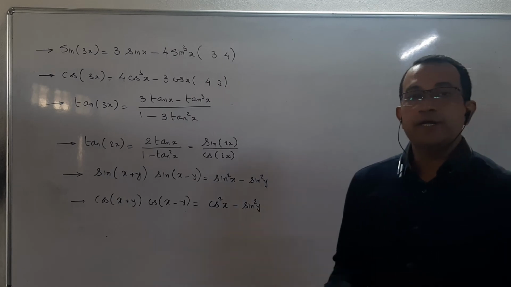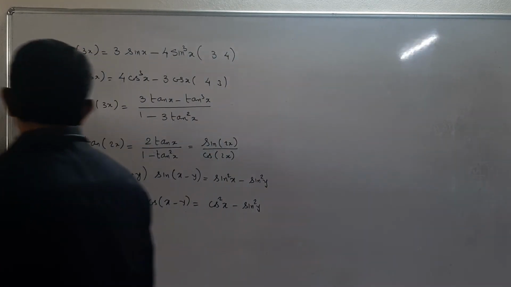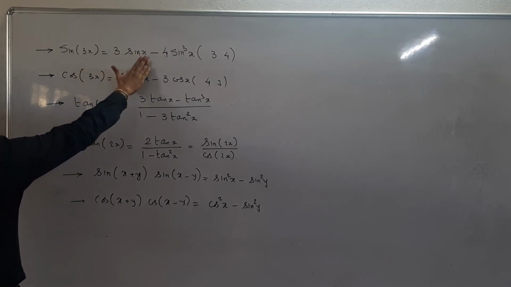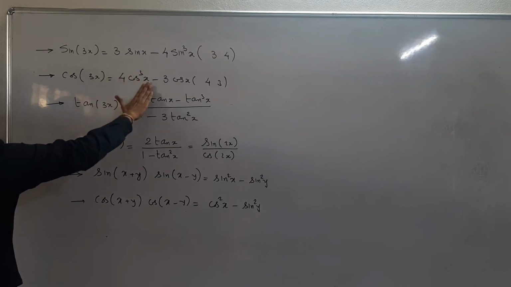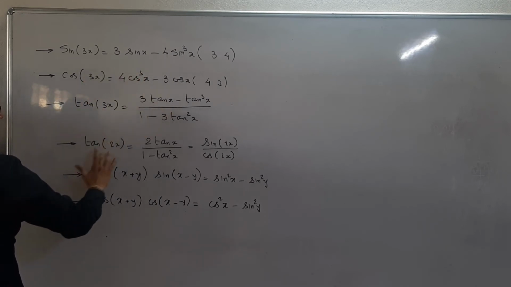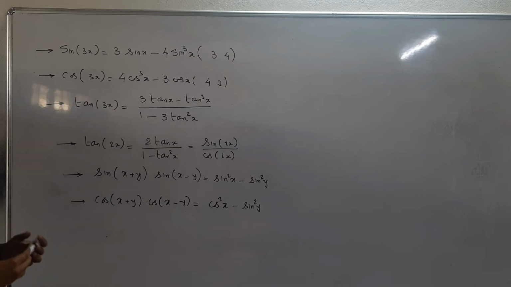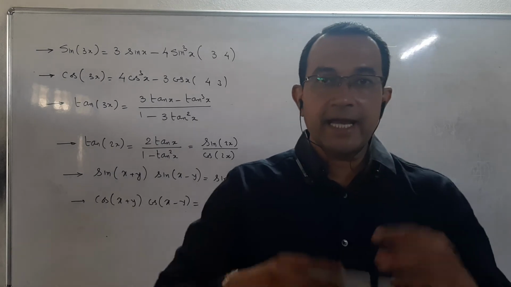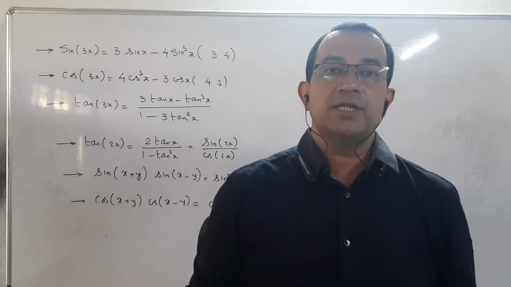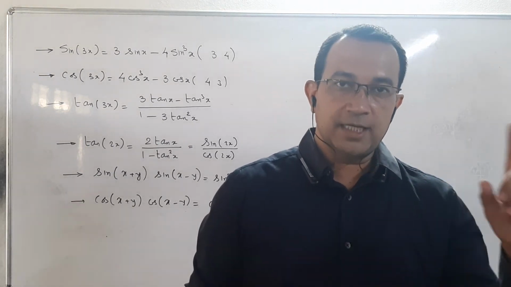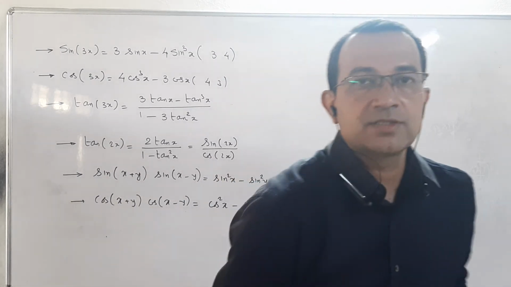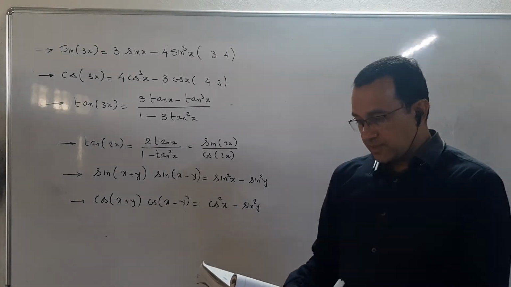So trigonometry, students, is an exhaustive list of formulas. Here you observe the angle is 1/3. If it is 3x, here it is only x; 3x, only x; here it is half. So in the formulas of sin 3x, cos 3x and tan 3x, the relation between the angle on the left and right is 1/3. Now students, let us do exercise 3.3.